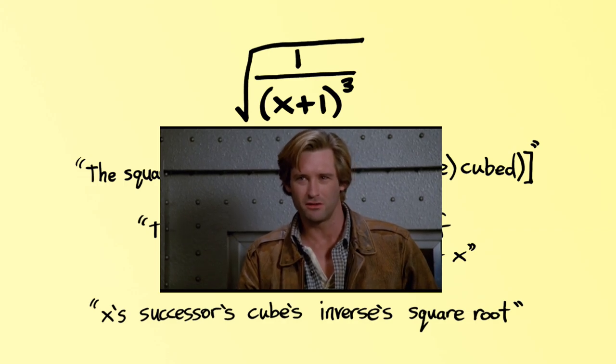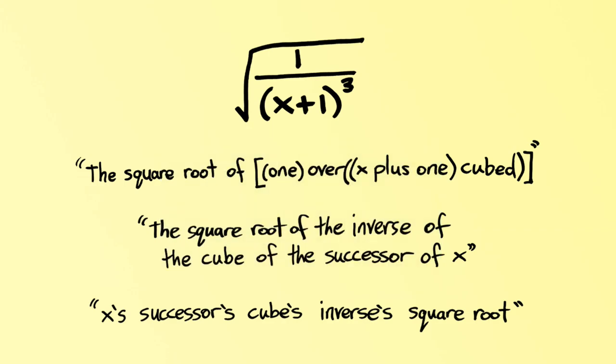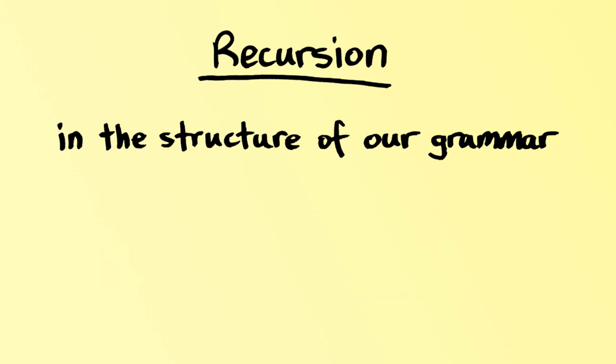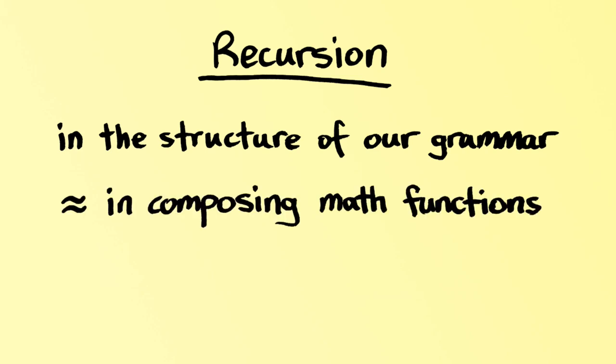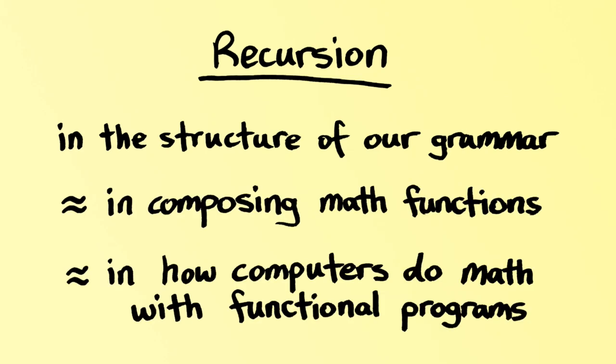What's that make us? That makes us related to math and to computers in a profound way that you might not have noticed before today. The recursion in the structure of our grammar syntax, the recursion in the composing of math functions, and the recursion in how computers do math computations when programs are written in the functional style, these are all parallel. And as ludicrous as it sounds, Darth Helmet is the key to understanding all of them.